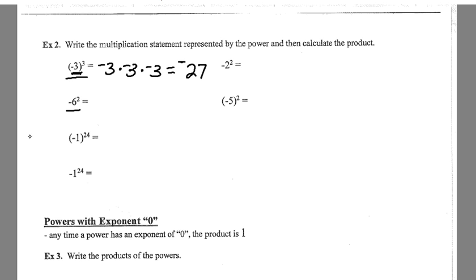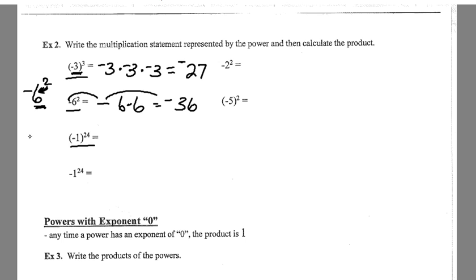The next one, directly beside the 2 is just the 6. The negative's not part of the base. The 6 is the base, so the negative stays out front, and you have a negative 6 times 6, which means it's a negative 36.